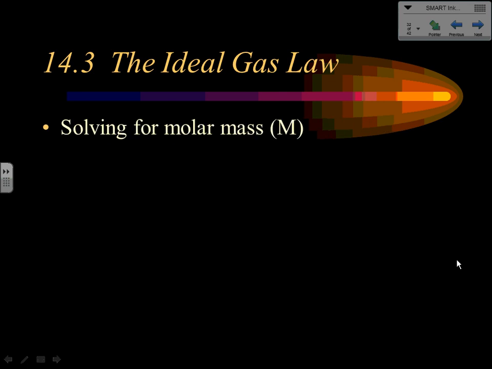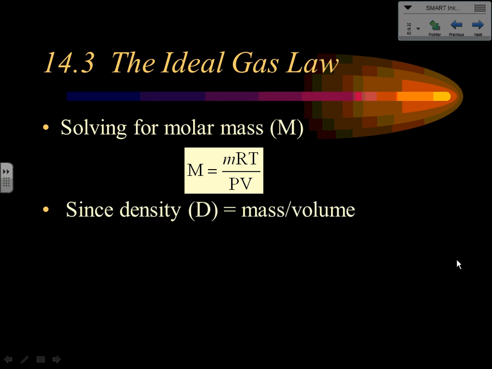So if we solve that equation for molar mass, what we end up with is this: molar mass equals mRT over PV. Well, why is this form a little bit more useful? Remember, a second ago I just said density equals mass over volume. Well, if density is mass over volume, and right here in this equation I have a mass over a volume, I can substitute in D, density, for m over V. And now my equation becomes molar mass equals DRT over P.